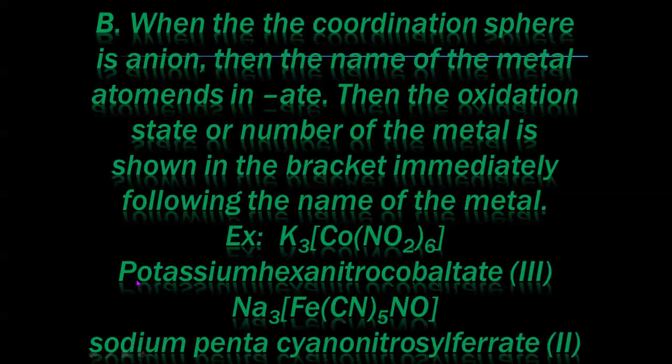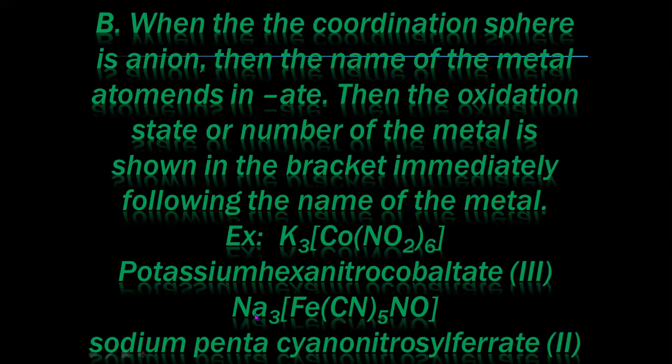So for the name, you have to remember this: first we have to name the cation, then the anion. Coordination sphere is anion and here it is cation. So write potassium first, then hexanitro, because NO2 is present, therefore nitro. The metal atom is cobalt, but we have to add the suffix, and the suffix is -ate. So the total name is potassium hexanitrocobaltate, followed by the oxidation state (III).